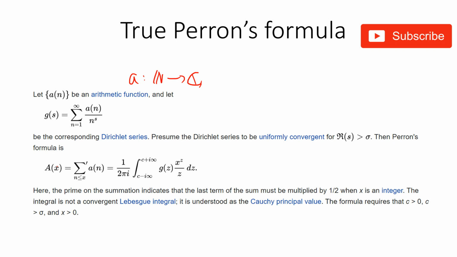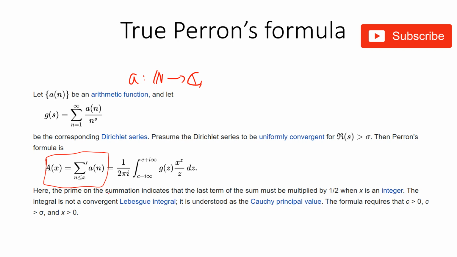Then Perron's formula says that you can define A(x) to be the sum of a(n) for n less than or equal to x. This is well defined, because for every x there are only finitely many terms I need to sum, and complex numbers can definitely be summed. It equals 1 over 2πi times the integral from c minus i infinity to c plus i infinity of g(z) x^z dz. Okay, so this is the famous result.